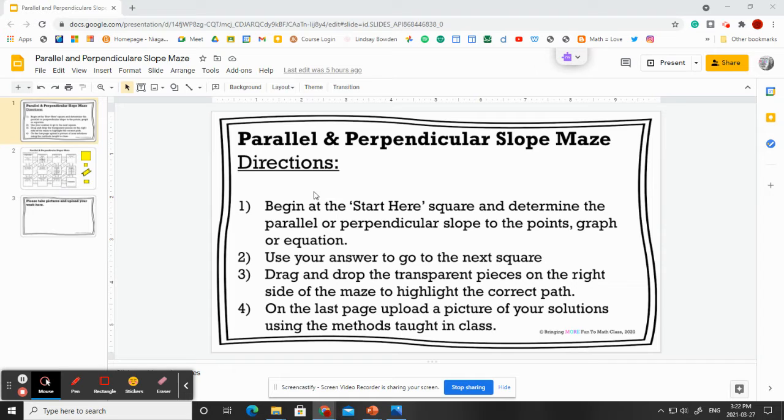So step number 1 says begin at the start here square and determine the parallel or perpendicular slope to the points, graph, or equation. Use your answer to go to the next square. Drag and drop the transparent pieces on the right side of the maze to highlight the correct path. On the last page, upload a picture of your solutions using the methods taught in class. So that's the direction page to basically go over everything.